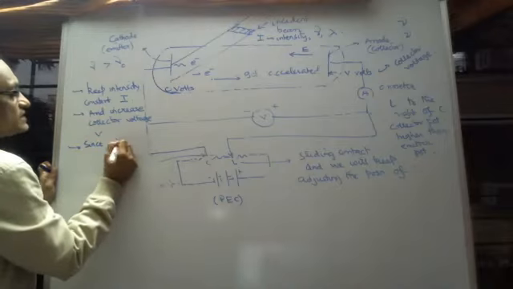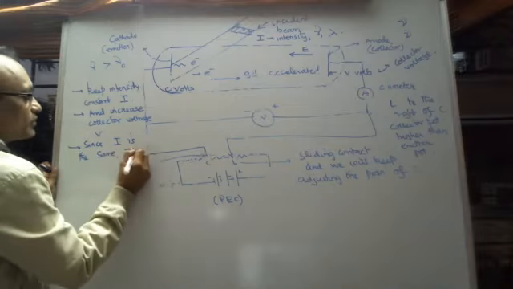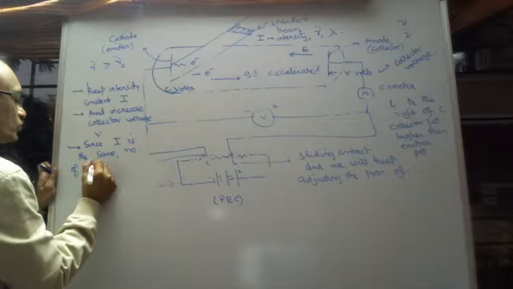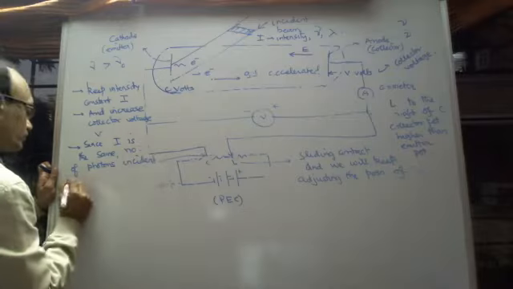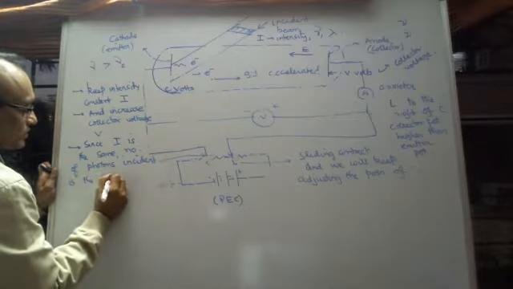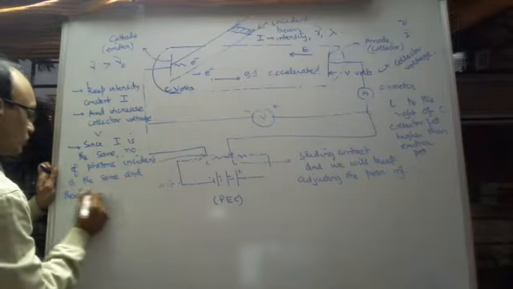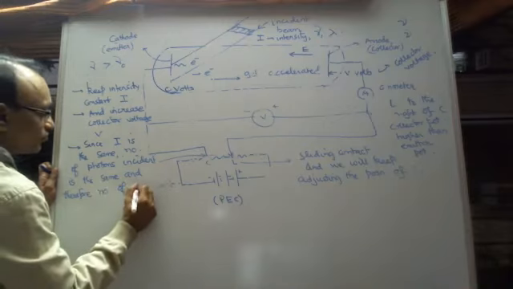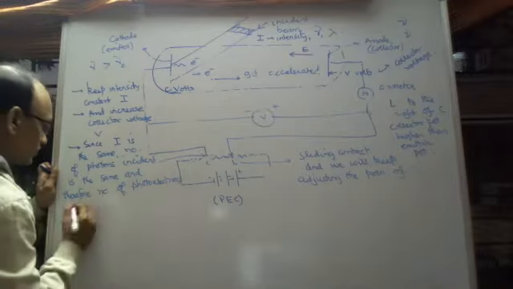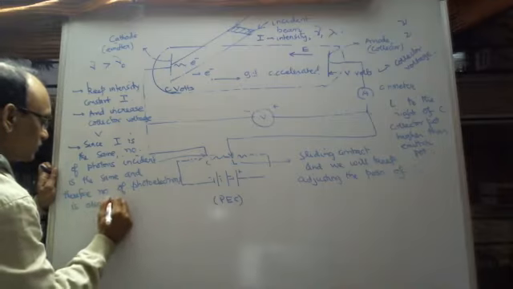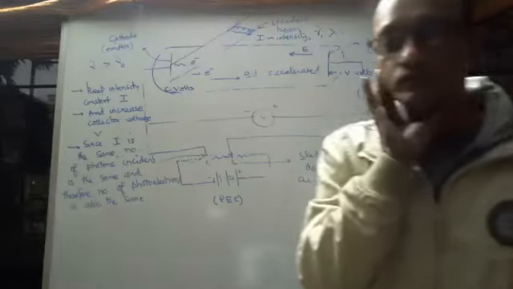Since I is the same, number of photons incident is the same. And therefore, number of photoelectrons is also the same, right? Number of photoelectrons will also be the same. Yes or no? Yes, sir.